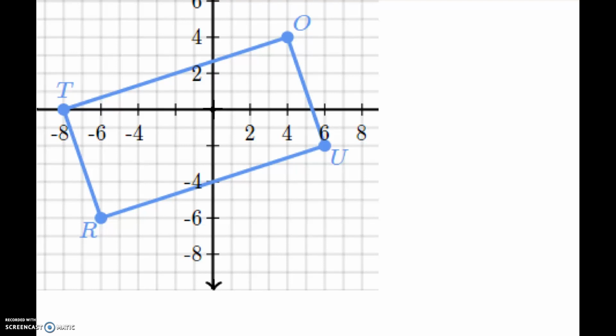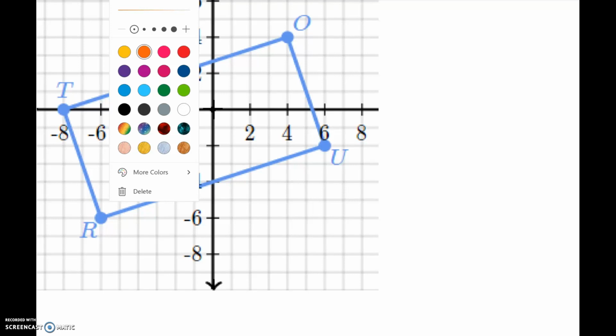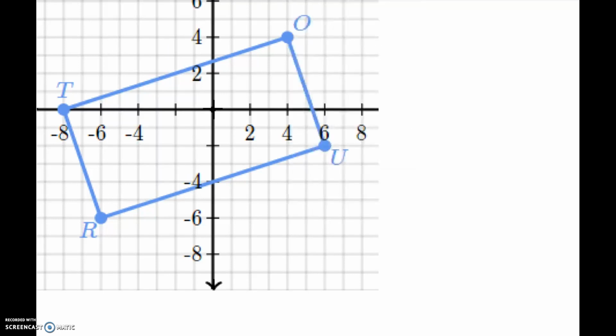What is the area of rectangle TOUR? To find the area of any rectangle, we all know that if you know the length and width of this rectangle, you can easily calculate the area. Area is length times width. But we have a challenge here because this rectangle is tilted. It's not easy to count the units on the segments.